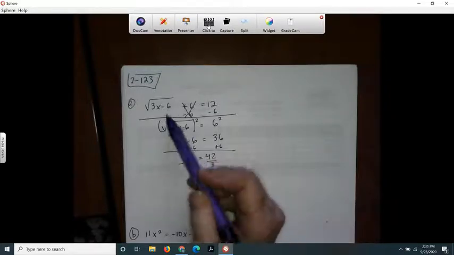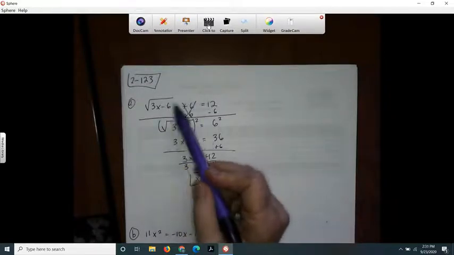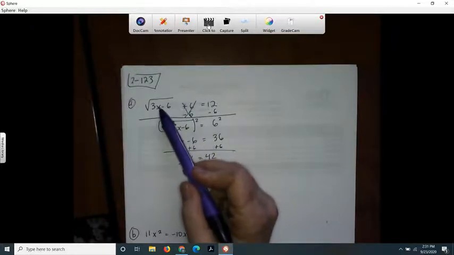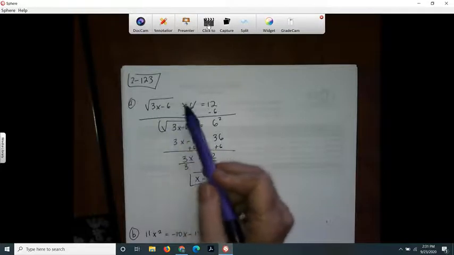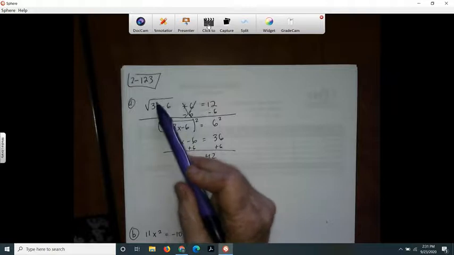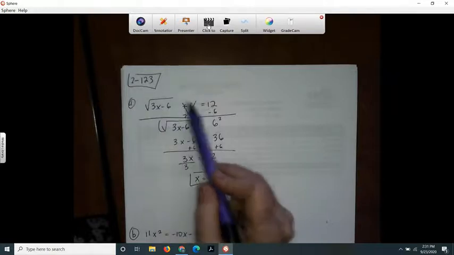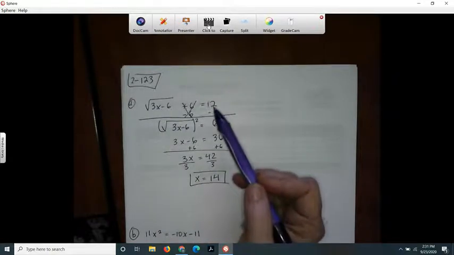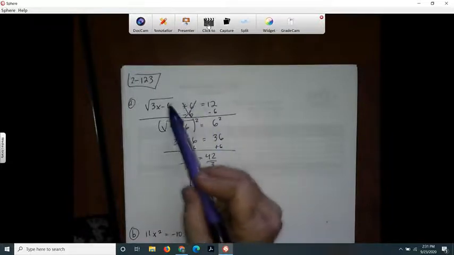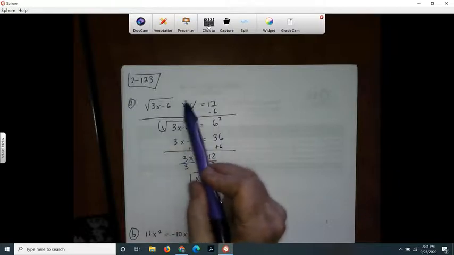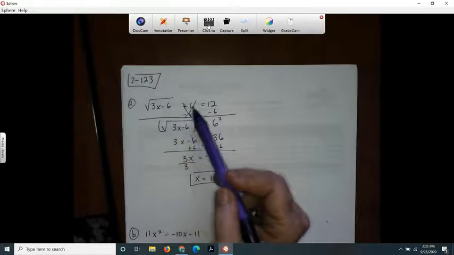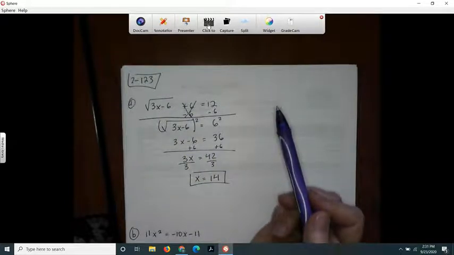If I were to square both sides before getting rid of the 6, this thing squared would be like squaring a binomial. There would be a middle term. I'd have to square the first term, plus the first term times the second term times 2, and then square the second term. So you can't just say that when you square this left-hand side it's just 3x minus 6 plus 36. That won't work.